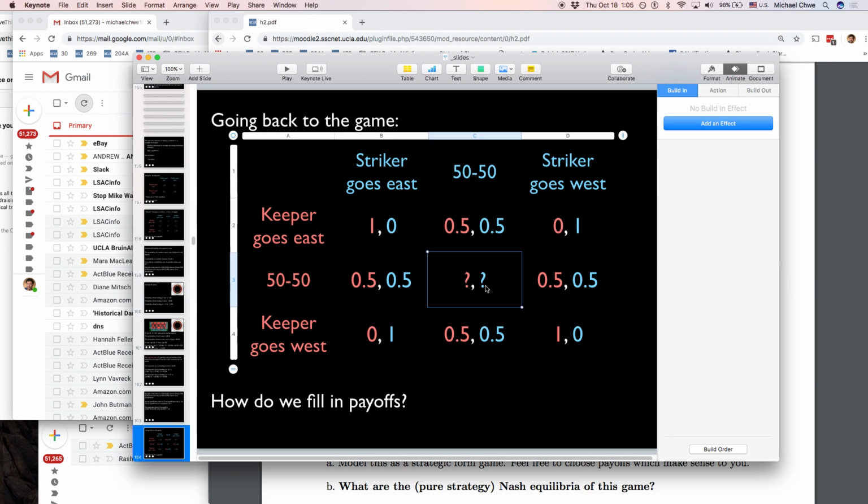Okay, so if I'm randomizing half-half, you're randomizing half-half, each of those things happens with probability 0.25, and I can just sum up and add up over all those things. Okay, you with me?